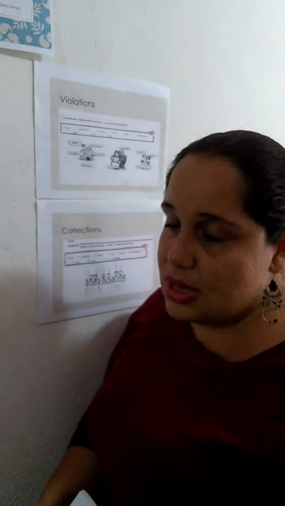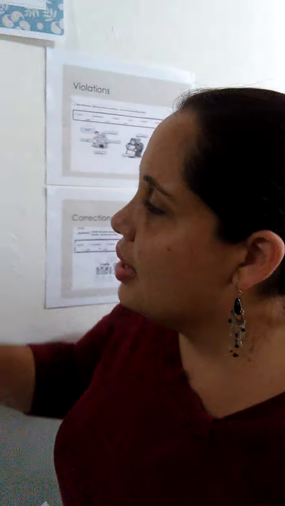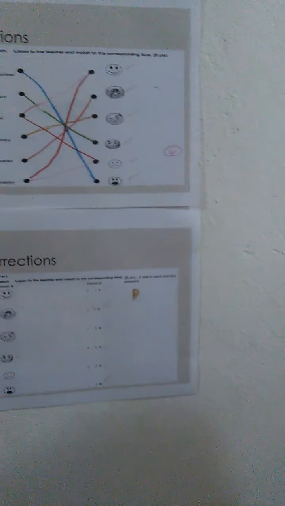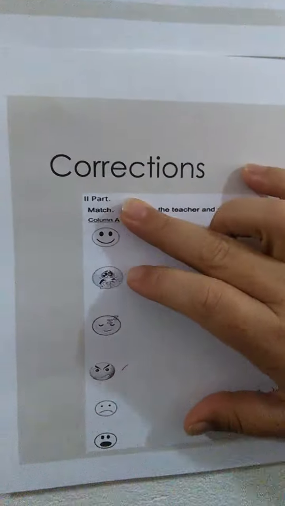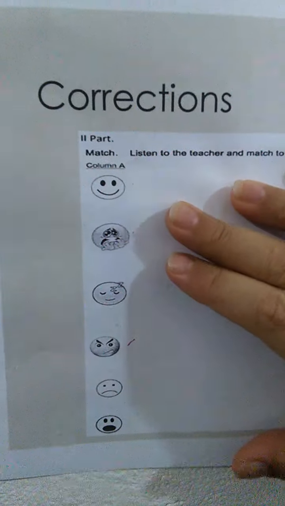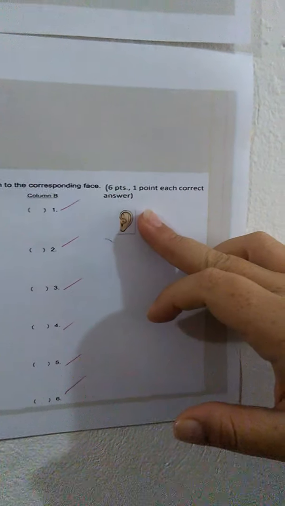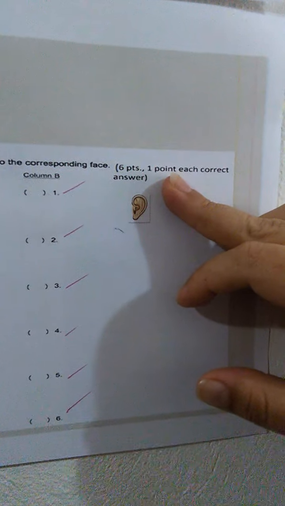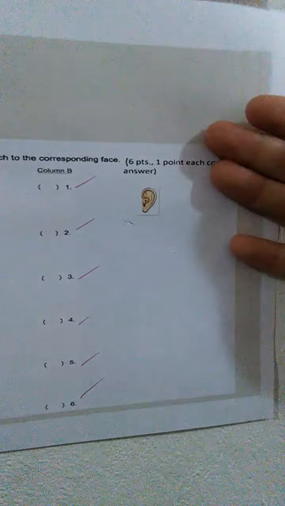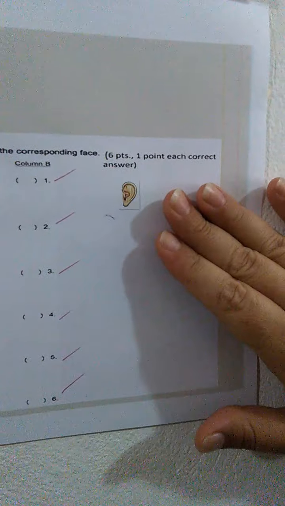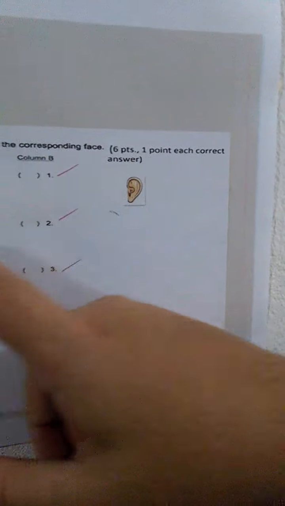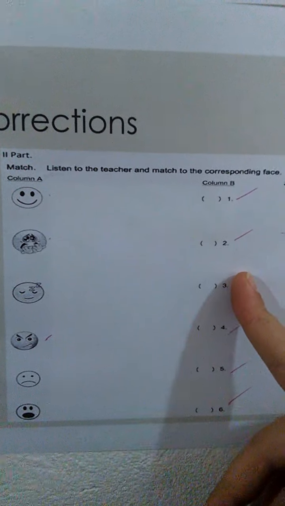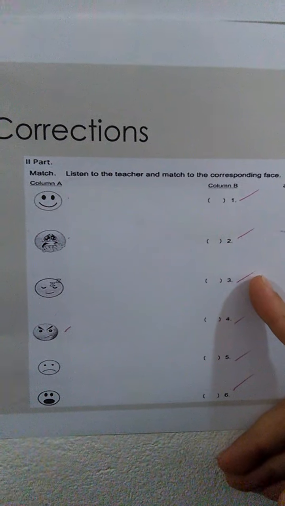So the corrections that I made for this part are: I included the number of the part of the test. Also, the number of points, I corrected them. They now specify the total amount of points and how many points they obtain for each correct answer. Also, the columns of the images and answers were switched.